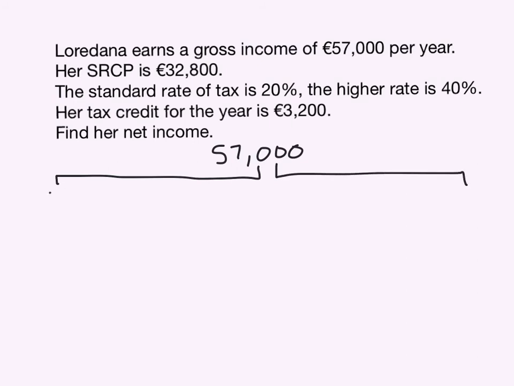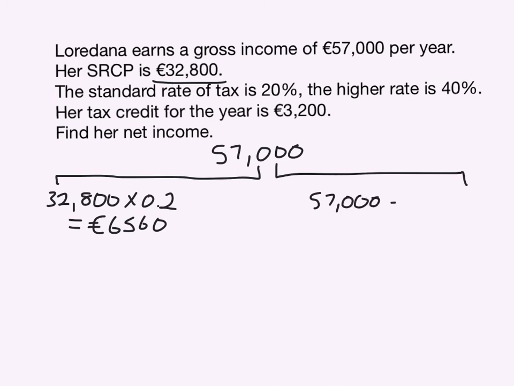So the first one is 32,800, and where did I get that figure? It's my standard rate cut-off point. Multiplied by 0.2, and we got that earlier. It was 6560. And then we need to take 57,000 on the other side minus the 32,800. And when we do that on our calculator, we get 24,200.